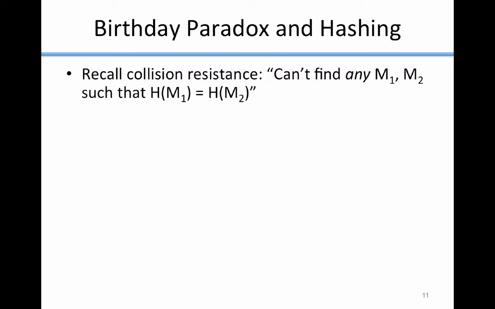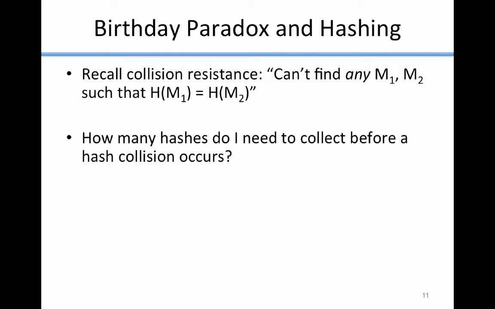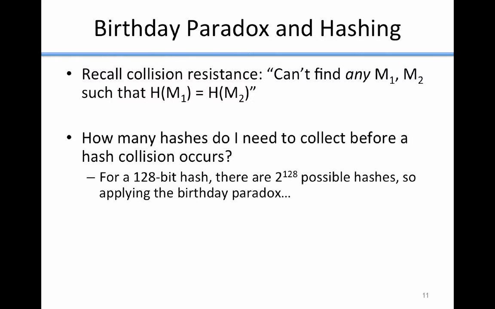Well, the birthday paradox in hashing, well, remember what collision resistance says. It says that I can't find any M1, M2 such that the hash of M1 equals the hash of M2. That's similar to the idea of a birthday paradox, which would be I can't find any two people that have the same birthday. So how many hashes do I need to generate? If I were to just start randomly creating messages and hashing them, how many hashes do I need to collect before a hash collision occurs, before two messages have the same hash? Well, the birthday paradox can answer that.